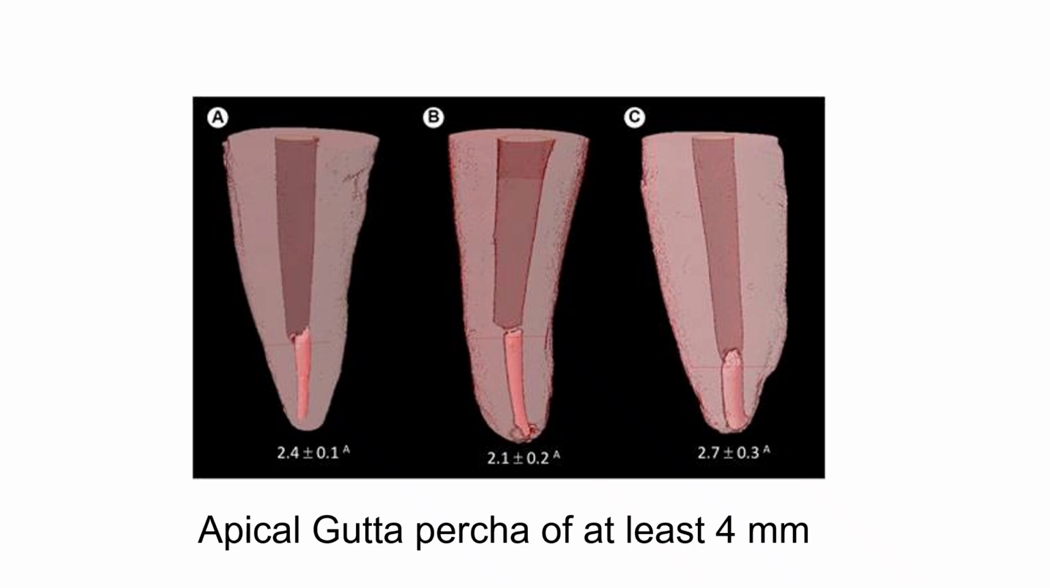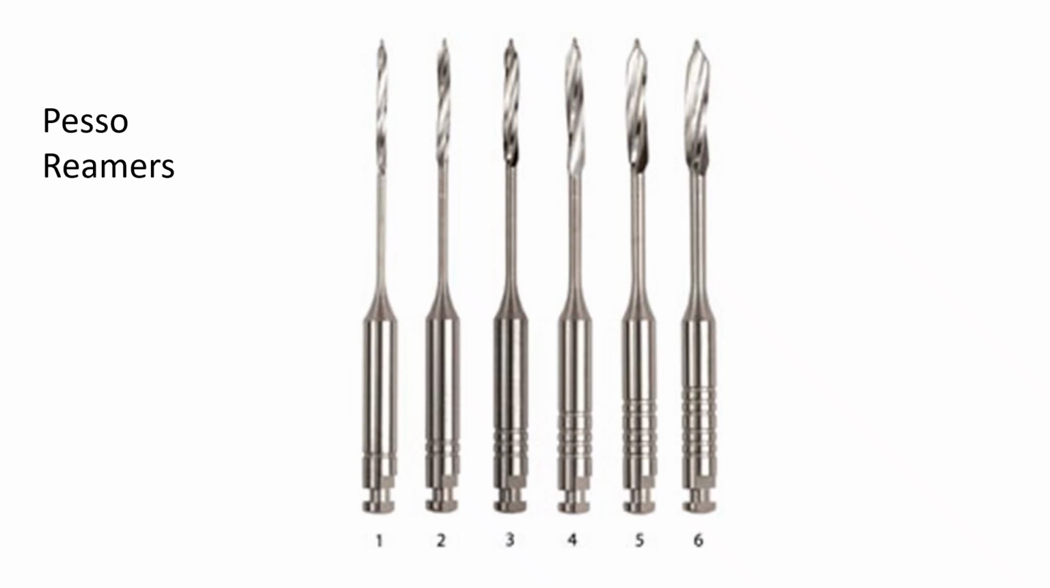So the post space preparation is the process by which we remove the gutta percha inside this root canal treated tooth. Only apical gutta percha of 4 mm is left and the remaining gutta percha is removed. For this process, we use the Peeso reamer. It starts from size 1 to 6, and depending on the diameter of the canal, we can use the appropriate size.